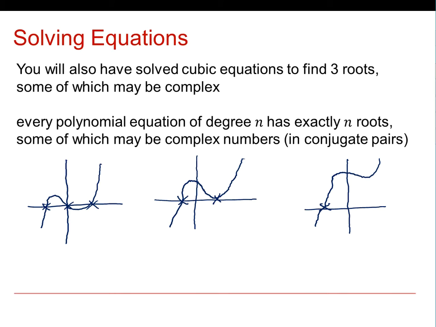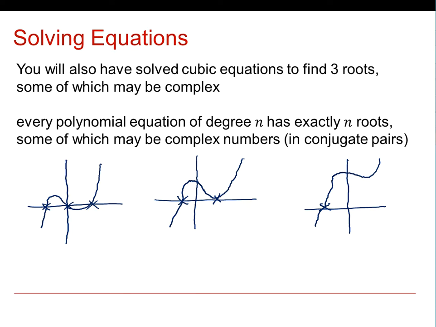So every polynomial equation of degree n has exactly n roots. It may not be apparent when we sketch the graph because some of these may be complex numbers. These complex roots will always occur in conjugate pairs.